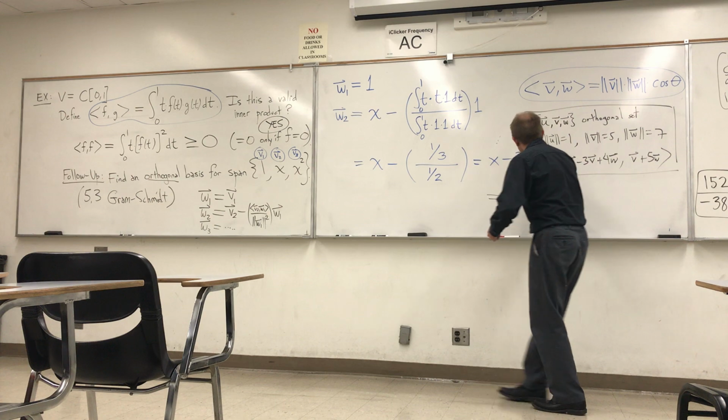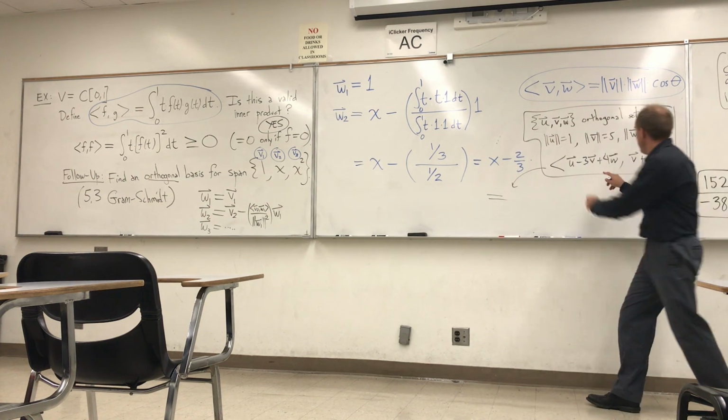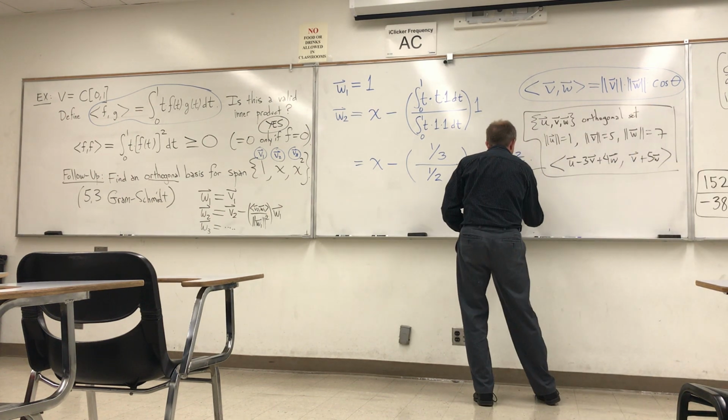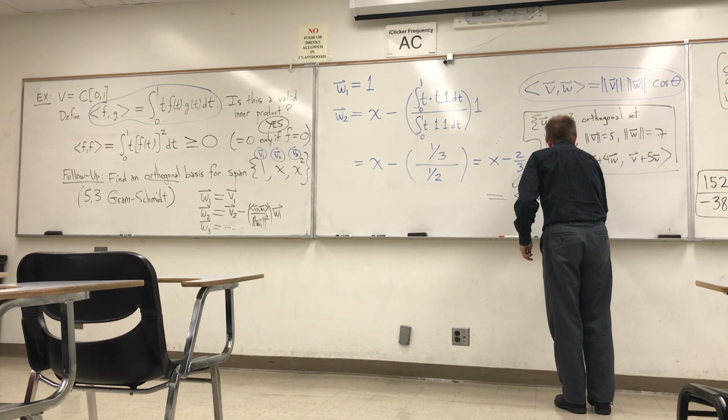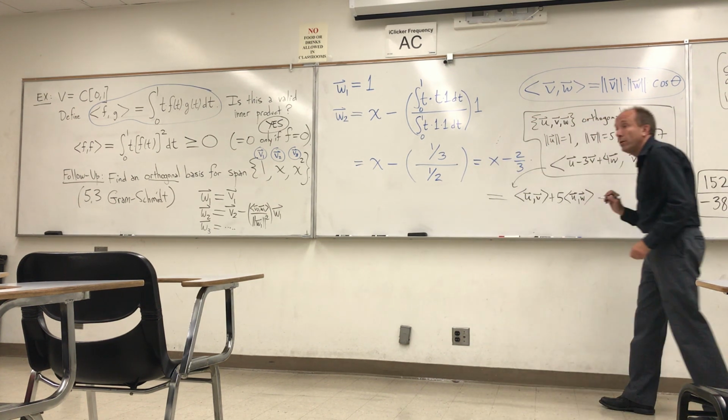Right, so like if I wanted to write this out, right, it would be what? The inner product of U with V, right? Plus 5 times the inner product of U with W.